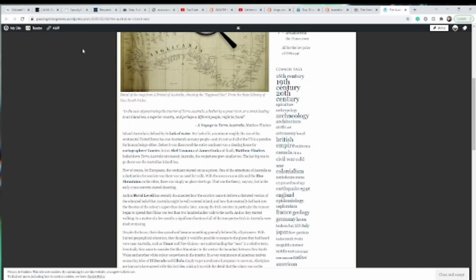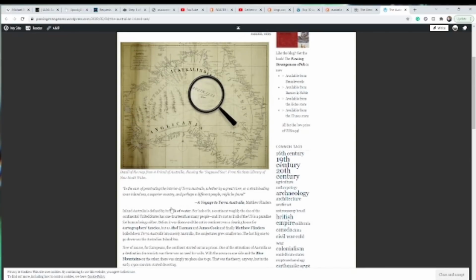And I'm just on a blog site here, which is Passing Strangeness, and this is again on the same map. It goes into how it was drawn, and then it says author David Lavelle has recently documented how the convicts came to believe a distorted version of their educated belief that Australia might well be watered inland, and how that eventually fed back into the theories of the colony's upper class decades later. Among the Irish convicts in particular, the rumour began to spread that China was less than 200 miles walk to the north, and so they started walking.